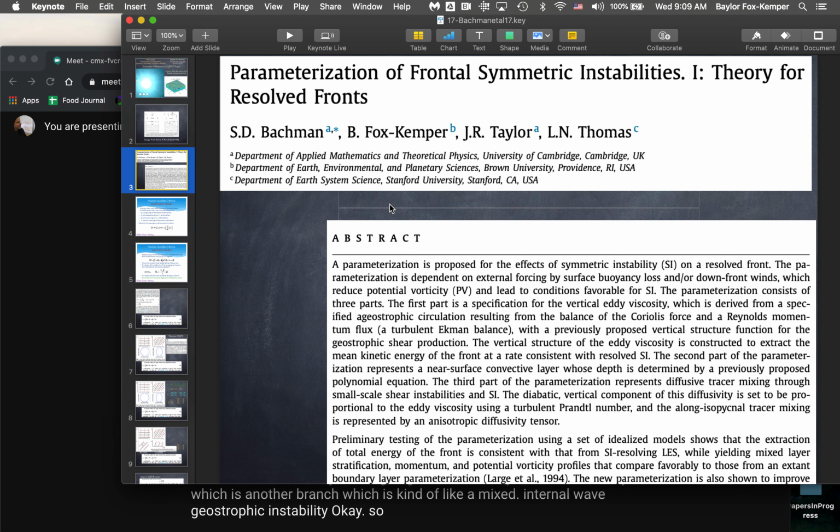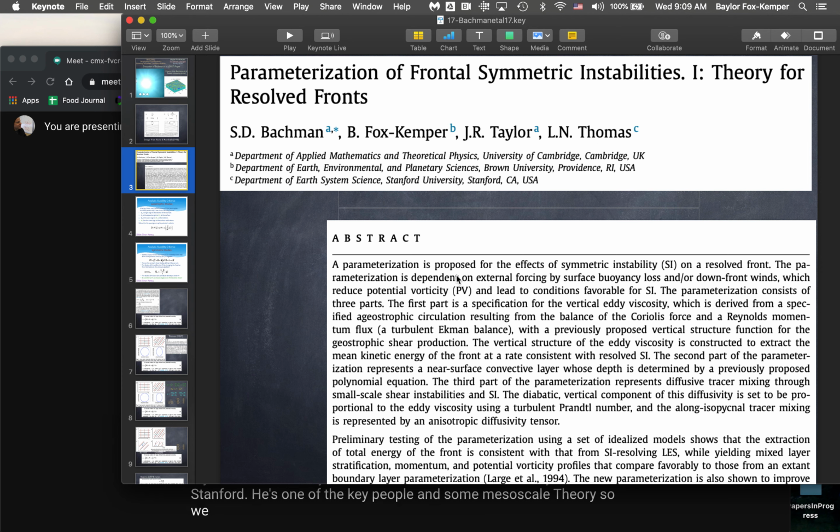So this is the paper. Scott Bachman, as you might know, was one of my PhD students. He now works at NCAR. John Taylor is a fluid dynamicist who's in Cambridge. He's actually the person who I went to visit on my sabbatical a few years back. And then Leif Thomas is at Stanford, he's one of the key people in submesoscale theory.